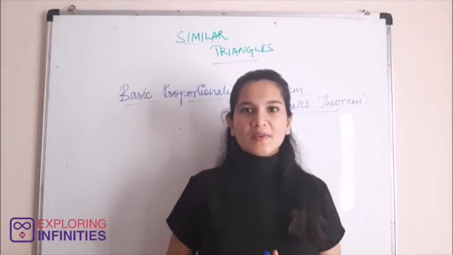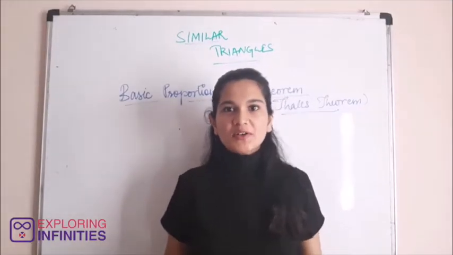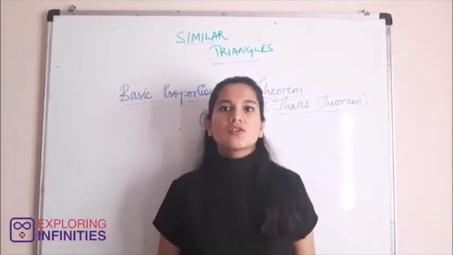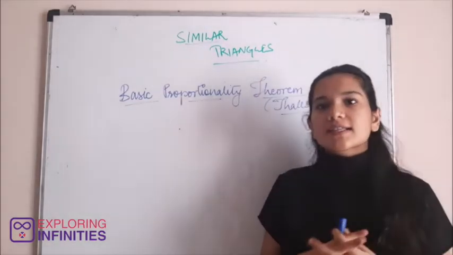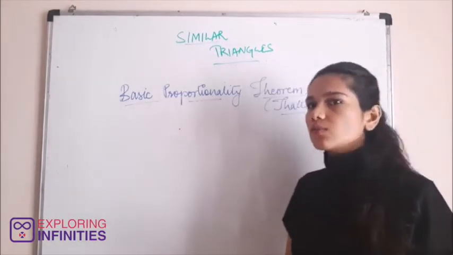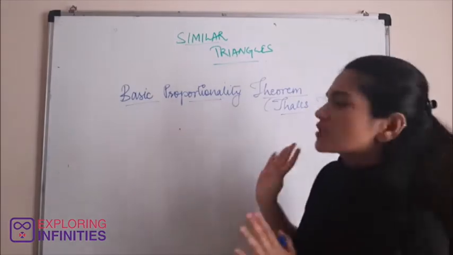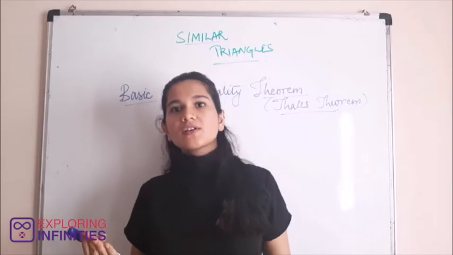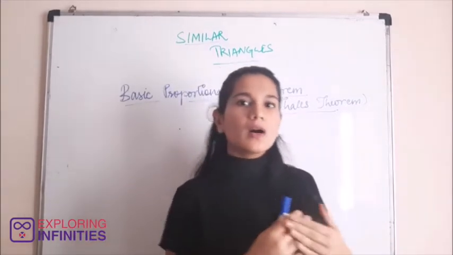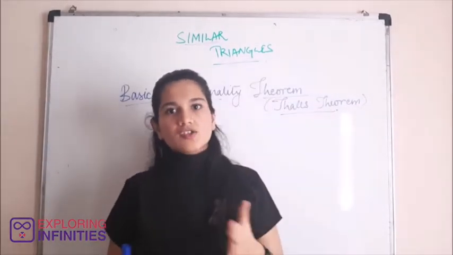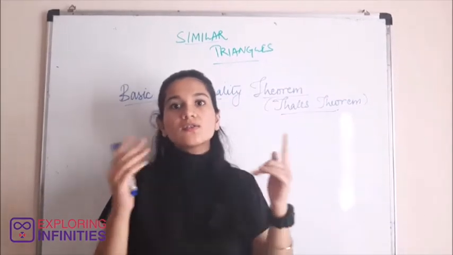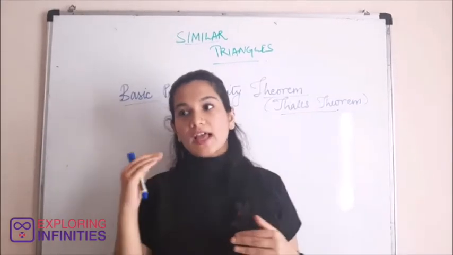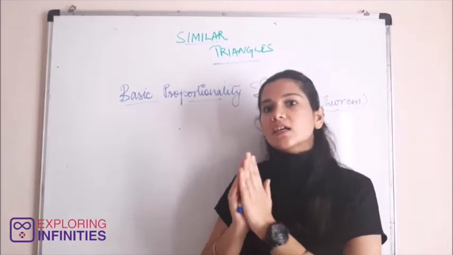Well, hello everyone, I'm Anvi from Exploring Infinities and I'm here to make maths easy and more fun for you. So today we are going to continue our discussion on the chapter Similar Triangles. This is the second video of the series wherein we are going to discuss the basic proportionality theorem or the Thales theorem. That if in a triangle, if we draw a line parallel to one of the sides of a triangle in such a way that it intersects the other two sides at two distinct points, then the ratio in which the line divides those two sides is equal.